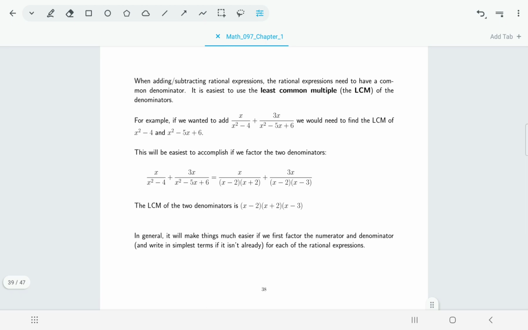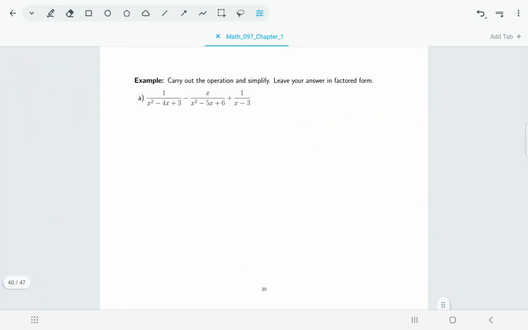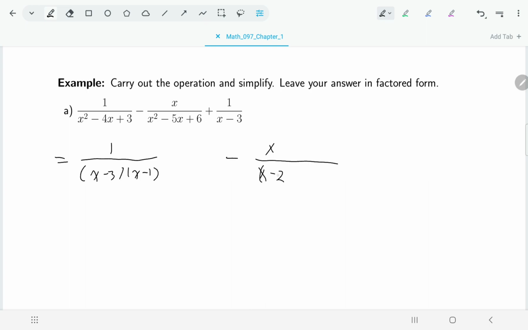So now let's do an example where we have to make common denominators. This one, I've got subtraction as well as addition. I've got one rational expression minus another one plus a third one. So let's get ourselves started out by factoring. Our first denominator, multiplying to 3 and adding up to -4, that's -3 and -1, so x minus 3, x minus 1. The second one, multiplying to 6 and adding up to -5, that's x minus 2, x minus 3.